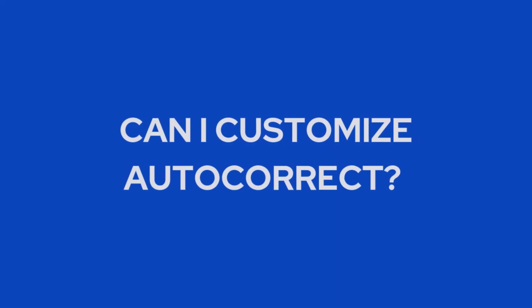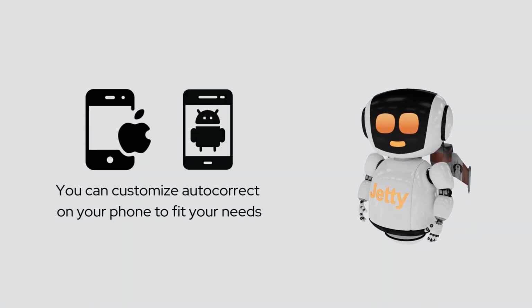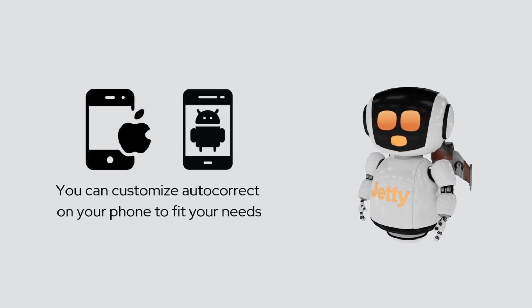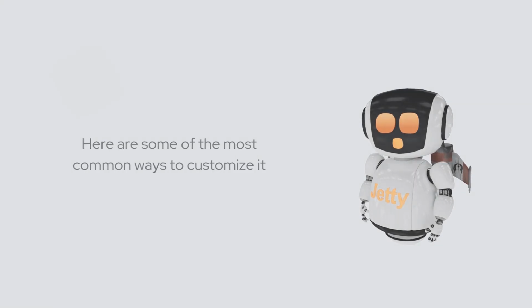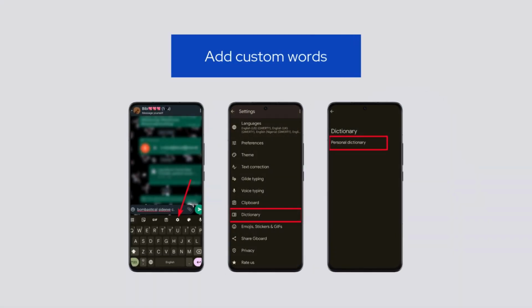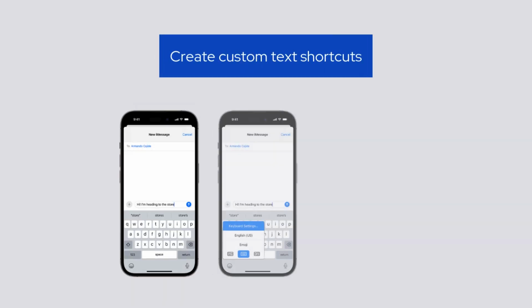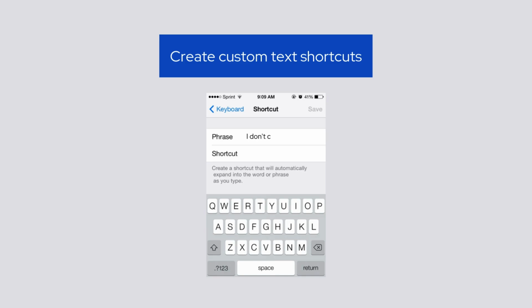Can I customize AutoCorrect to improve my experience? Whether you're using an iPhone or an Android, you can customize AutoCorrect on your phone to fit your needs. Here are some of the most common ways to customize it. You can add custom words, such as names, slang, or terms you use often, to your personal dictionary. You can create custom text shortcuts. For example, you could set IDC to automatically expand to "I don't care" to save time typing.